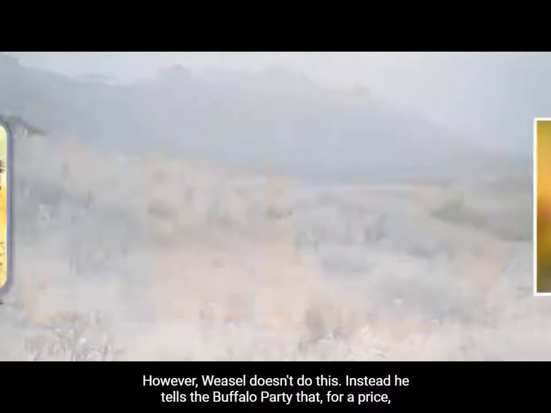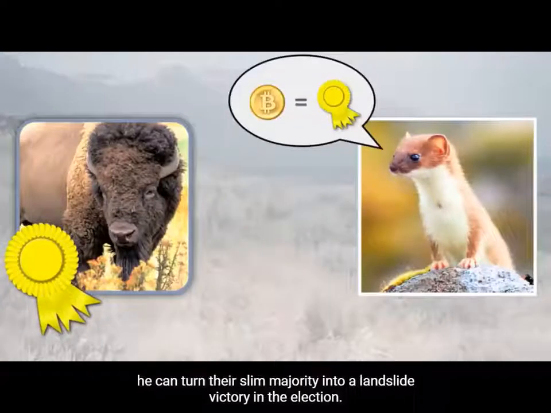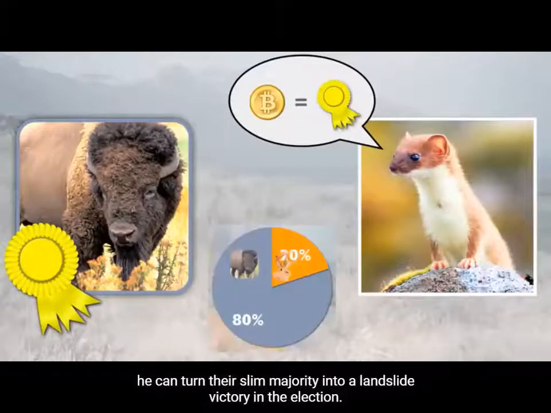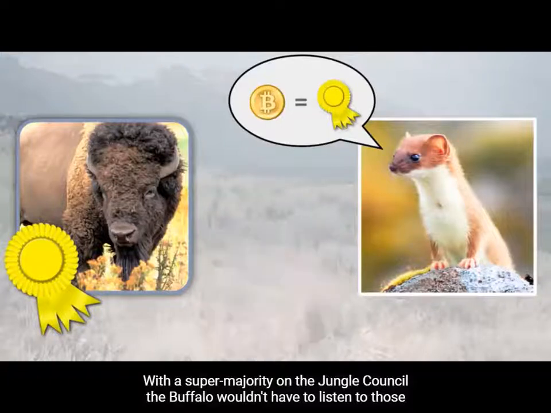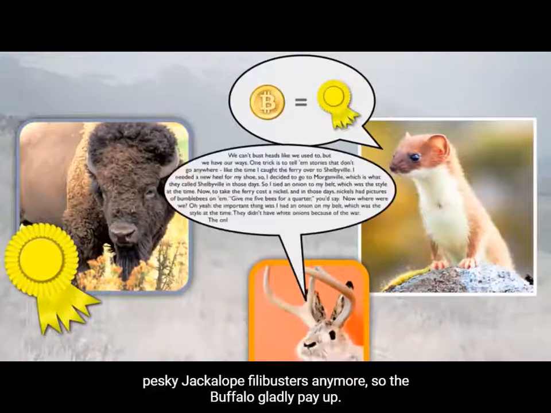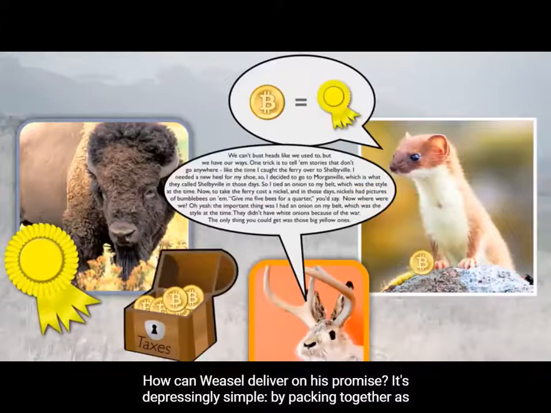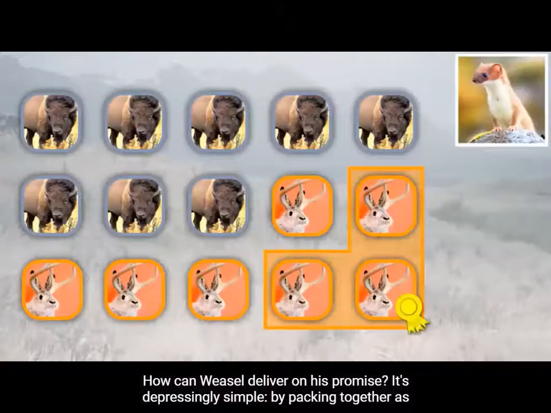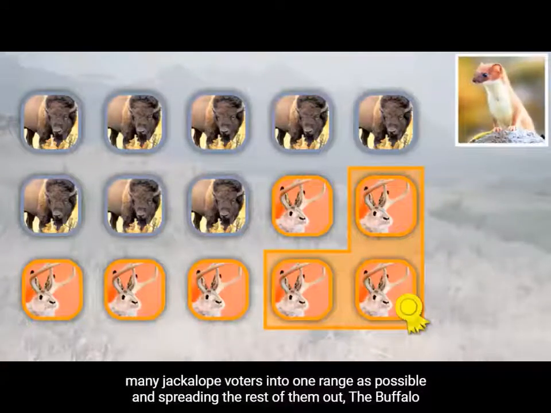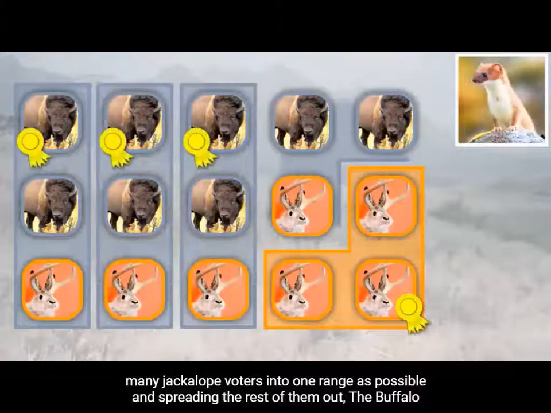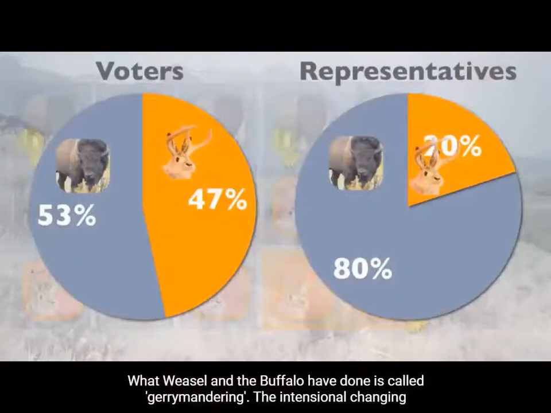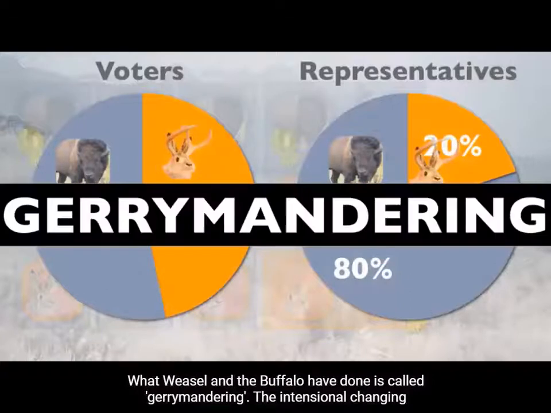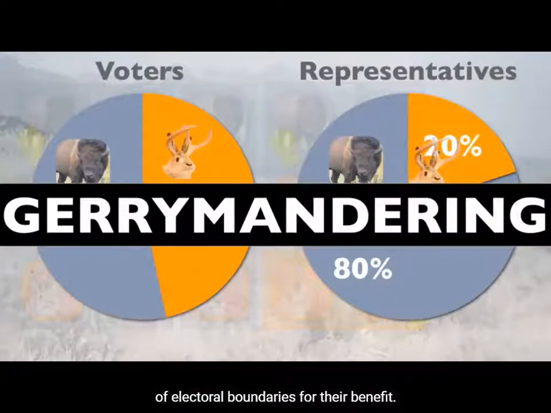Instead, he tells the Buffalo Party that, for a price, he can turn their slim majority into a landslide victory in the election. With a supermajority on the Jungle Council, the Buffalo wouldn't have to listen to those pesky jackalope filibusters anymore, so the Buffalo gladly pay up. How can Weasel deliver on his promise? It's depressingly simple. By packing together as many jackalope voters into one range as possible and spreading the rest of them out, the Buffalo Party can win an additional seat without any voters switching allegiance. What Weasel and the Buffalo have done is called gerrymandering, the intentional changing of electoral boundaries for their benefit.